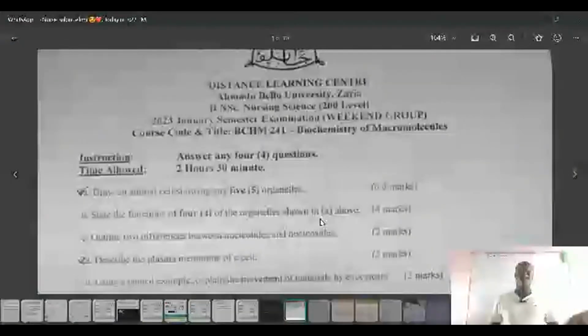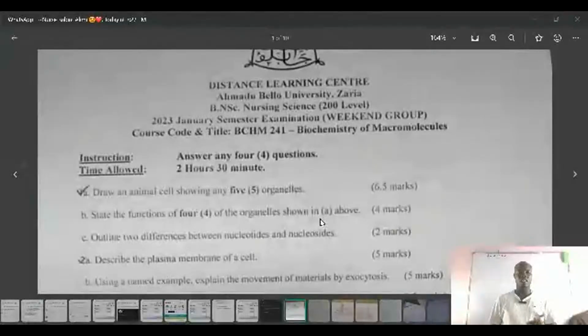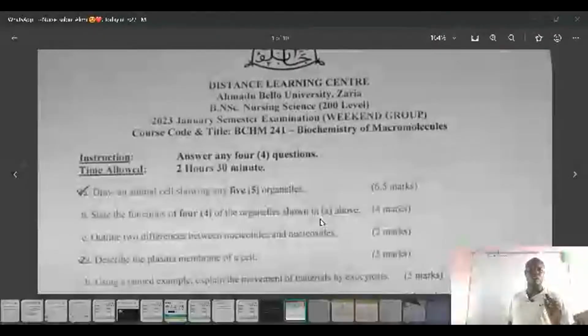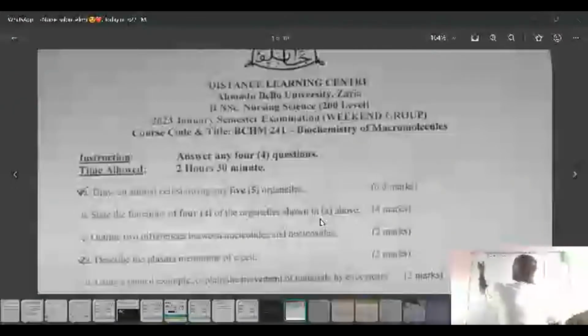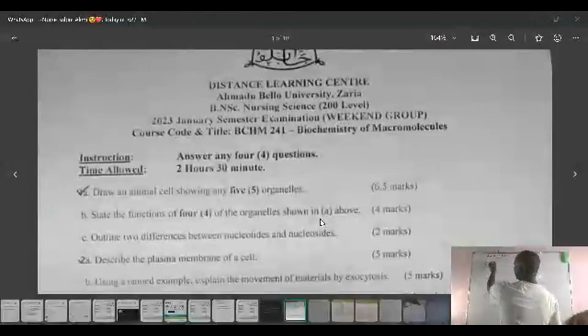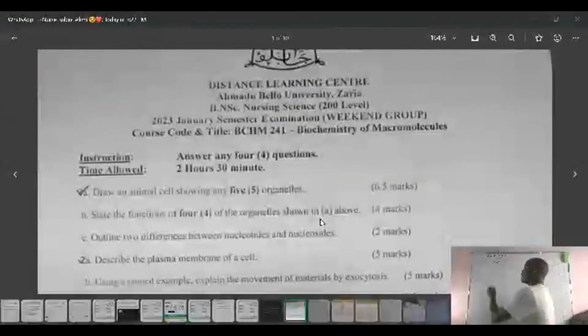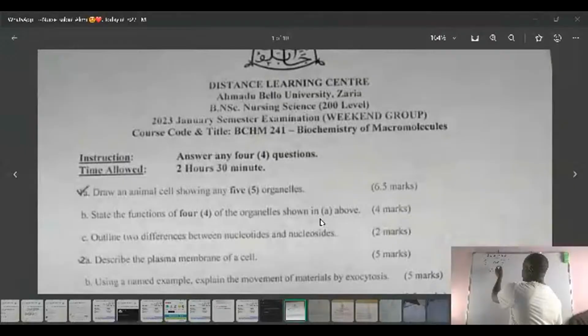I think what I'm going to do is read the question, so that even if you are not seeing it very clearly, you can follow. So this is the biochemistry question paper, the 2023 January examination. There are 6 questions in total, and you are to answer 4 out of the 6. The timing for the exam is 2 hours 30 minutes.